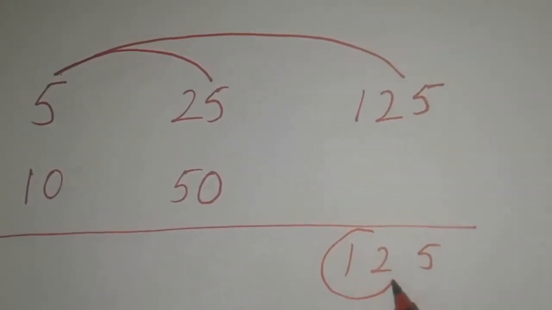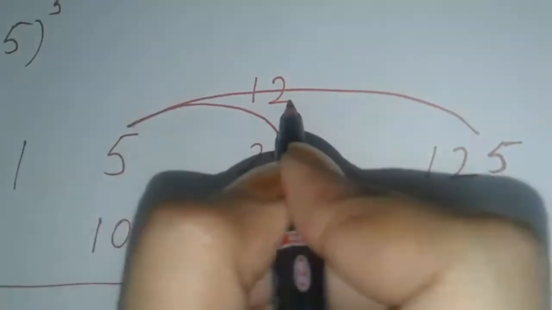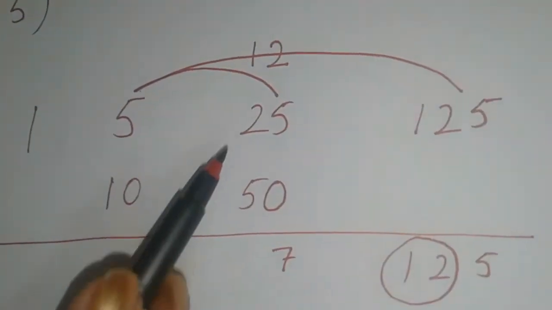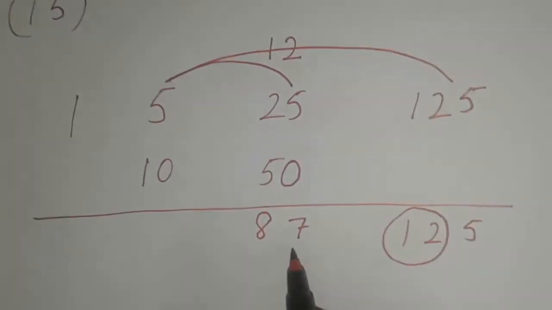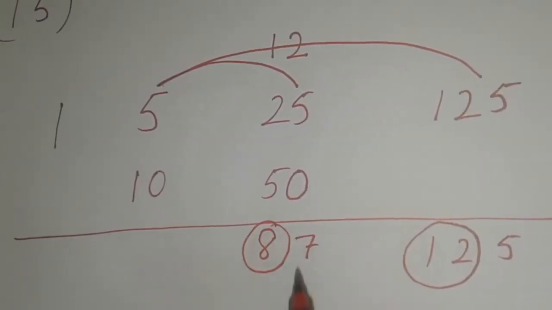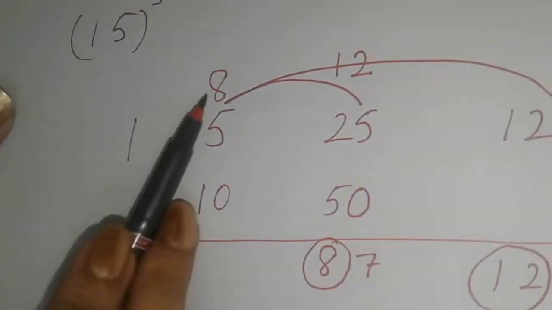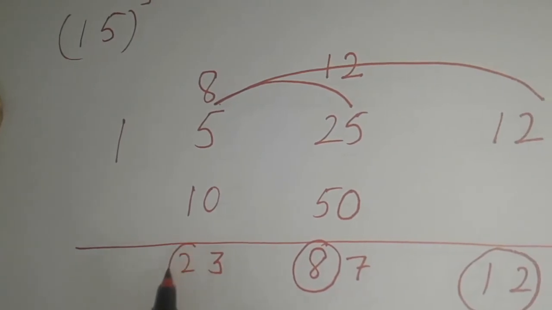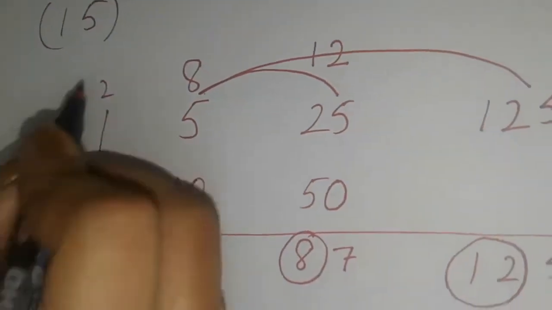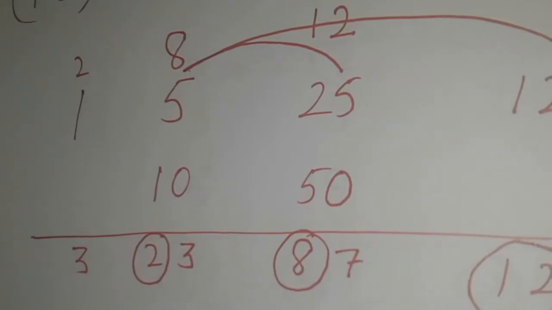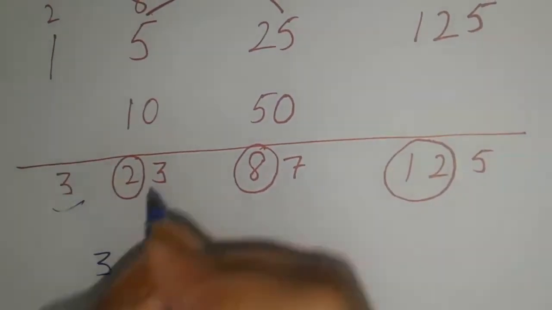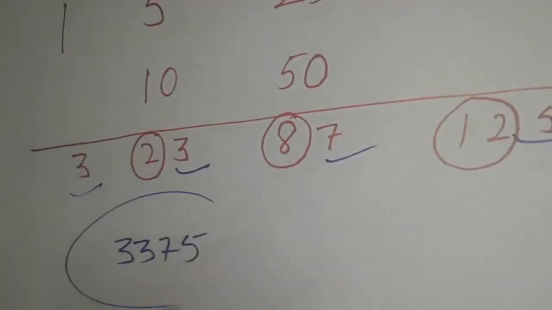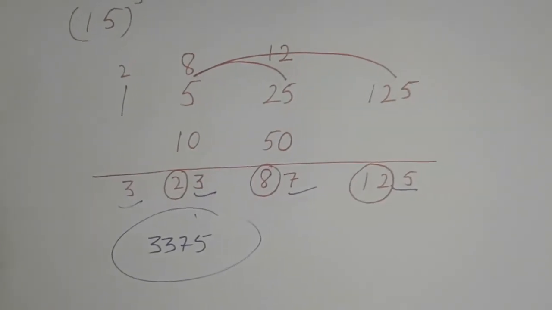We encircle this 12 and carry it over here. Now 2 plus 5, 7. 1 plus 2, 3, plus 5, 8. We need only 7 in our answer. Encircle this 8 and carry it over here. 5 plus 8, 13. 1 plus 1, 2. Now encircle this 2 and carry it over here. 2 plus 1, 3. Now your answer is this 3, this 3, this 7 and this 5. This is your answer of cube of 15.